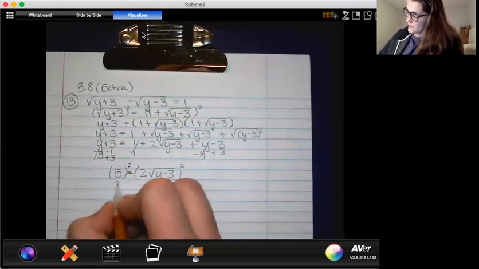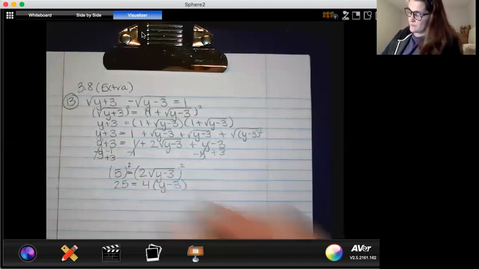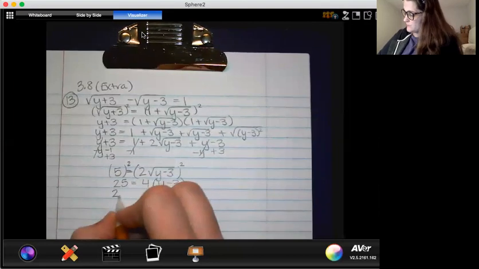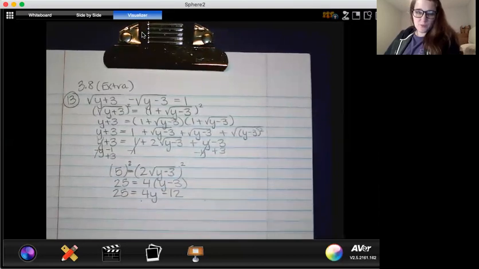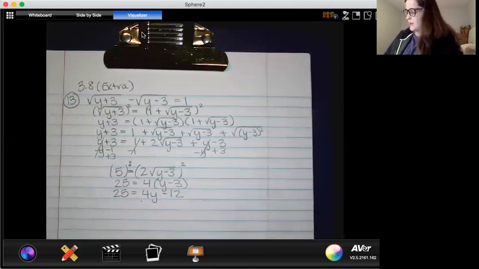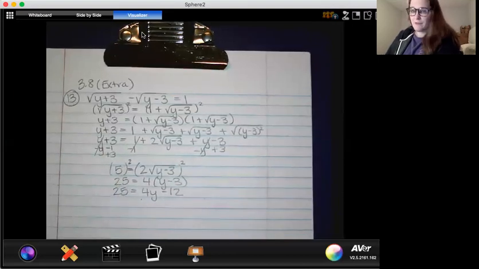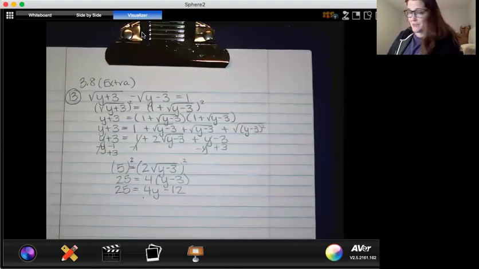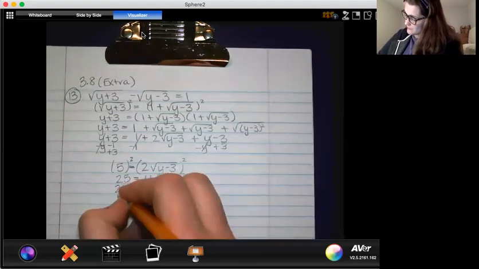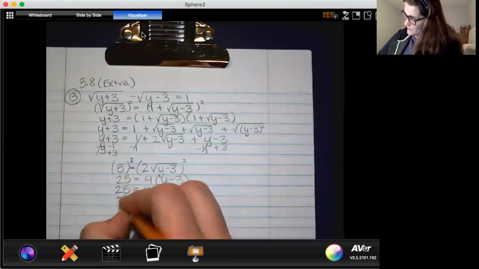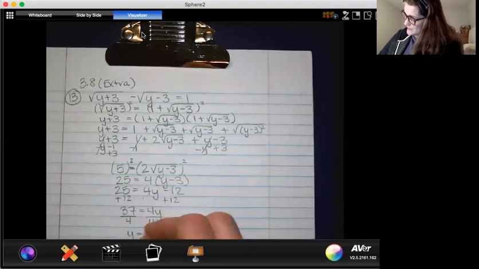So 5 squared is 25. 2 squared is 4 times y minus 3. Distribute my 4, and I get 4y minus 12. Well, if you notice at this point, we don't have that quadratic that we had. And that's because the variable canceled and we only just had one number, so I didn't actually have to refoil anything. So I just have to use basic algebra skills to solve for y. So add 12, 37 equals 4y, divide by 4, y equals 37 fourths.